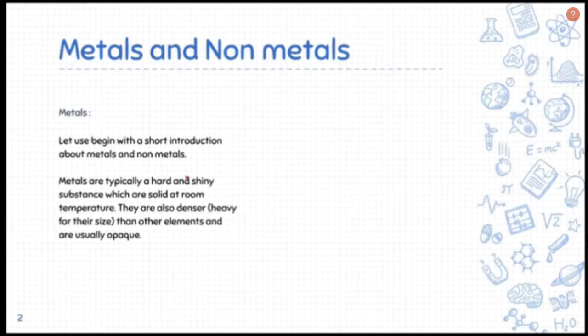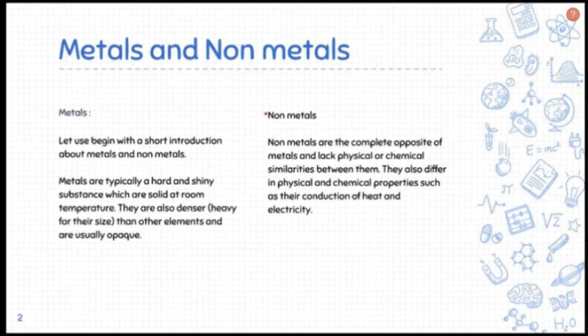They're also denser than other elements and they're usually opaque. Nonmetals are the complete opposite of metals and lack physical and chemical similarities between them. They also differ in physical and chemical properties such as their conduction of heat and electricity.